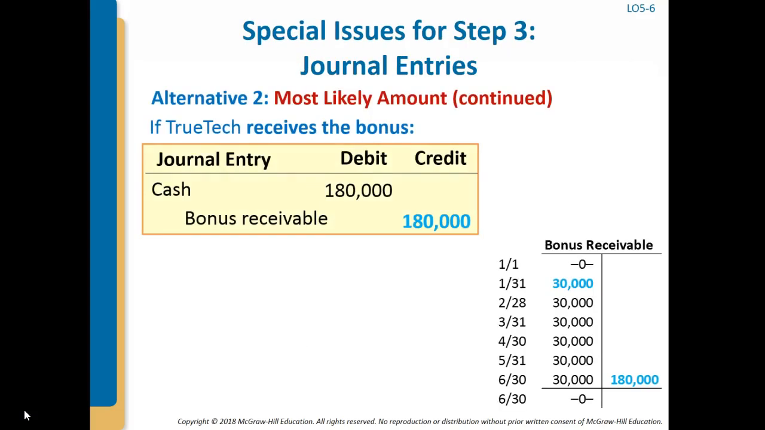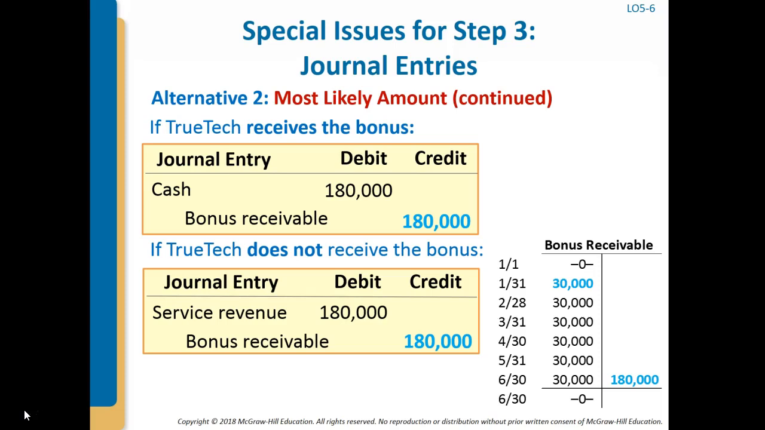At the end of 6 months, TrueTech would know whether or not the usage of ProSport's product had reached the bonus threshold. In either case, TrueTech's deferred revenue account would have been reduced to a zero balance, and the bonus receivable account would have a balance of $180,000 that would need to be reduced to zero. TrueTech either would record an increase in cash if the bonus is received, or a decrease in revenue if the bonus is in fact not received.